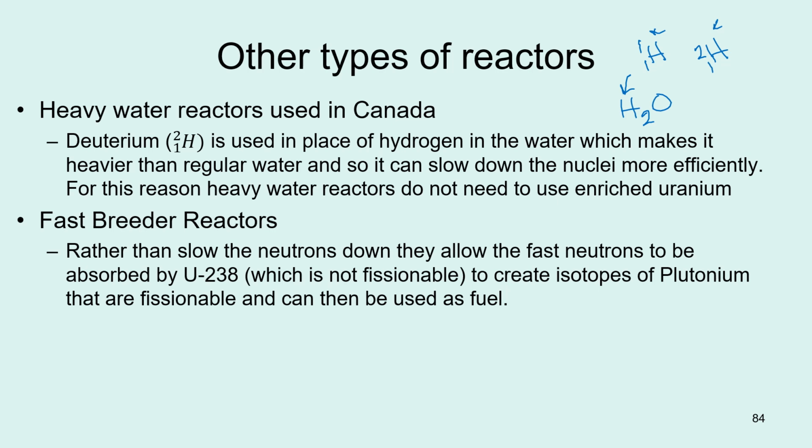And so they allow the fast neutrons to be absorbed by the uranium-238, which is not fissionable, and that creates isotopes of plutonium that are fissionable. And so this is a way of getting an even more radioactive compound.